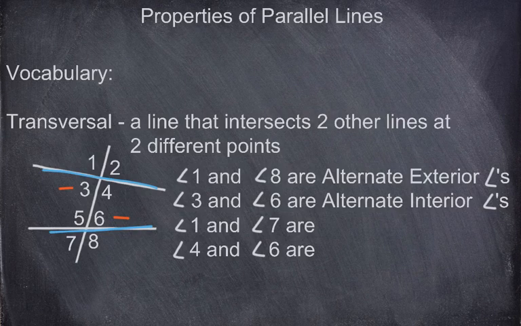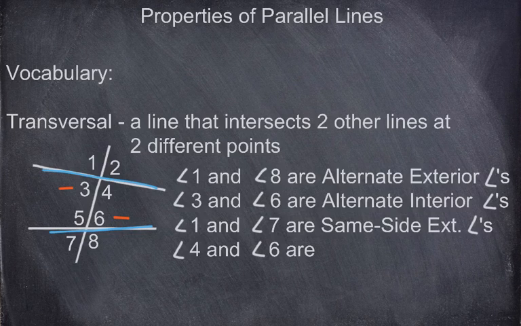Now 1 and 7, you'll notice they are on the same side of the transversal, but on the exterior. So therefore, these are called same side exterior angles. Now notice I just abbreviated exterior for the sake of room. But again, 1 and 7 are on the same side of the transversal. They're both on the left side, and they're on the exterior of the two lines that the transversal crosses.